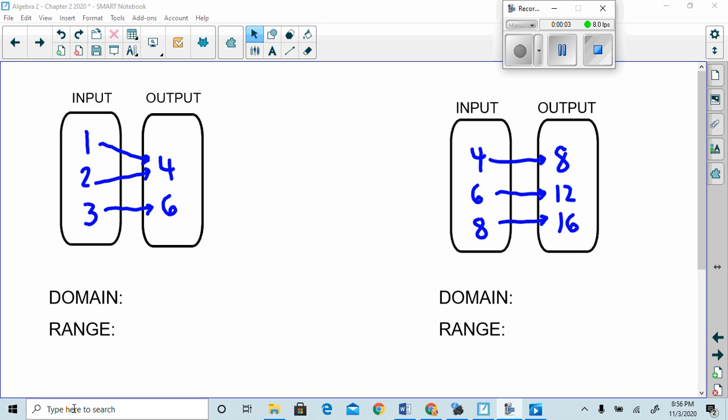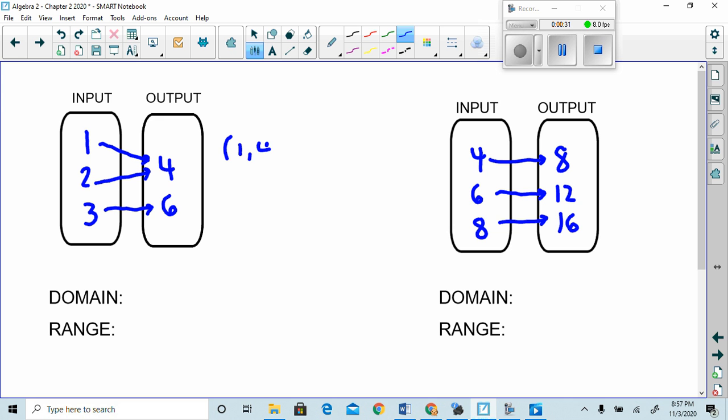To start today off, I want to just take one more look at mapping diagrams. After reviewing your homework, I saw there were some issues with it, so I'd like to go over it. In a mapping diagram, we see that we have two sets of numbers, and they're paired together, input and output. As we're looking at these, we could also write them as ordered pairs, x's and y's.